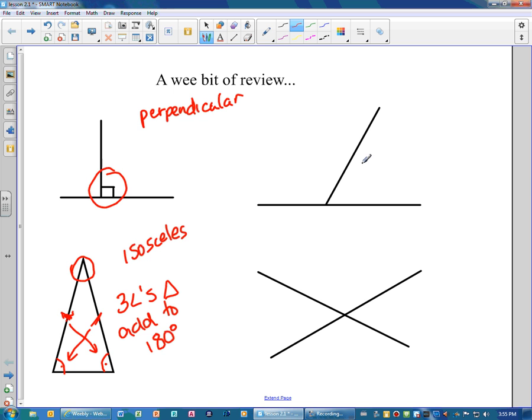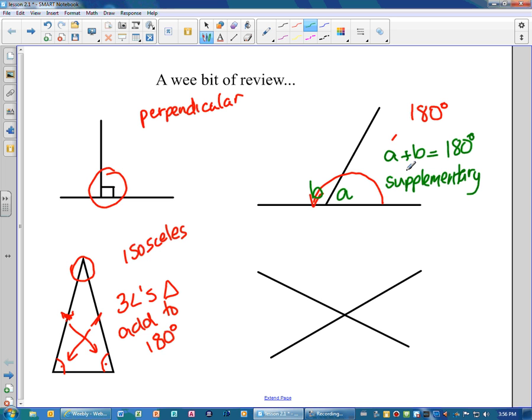Okay. This third symbol here is a line that's cut by another line segment. And if you remember that halfway around a circle is 180 degrees. Okay. So if this angle we labeled A and this angle we labeled B, you would know that A plus B makes 180 degrees. And we call those 2 angles supplementary. You may or may not have learned that somewhere.